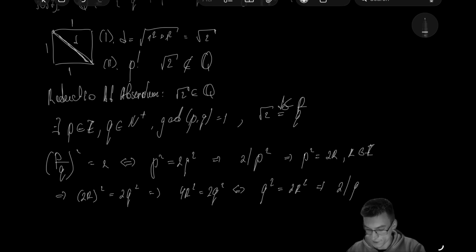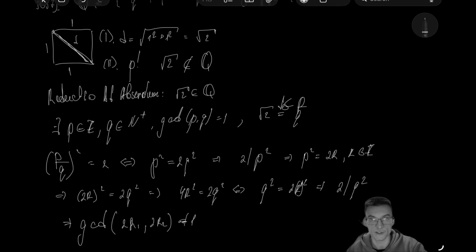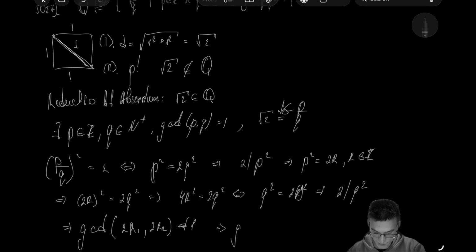That means that 2 divides Q squared as well, and therefore these two numbers are both even, right? That means that the greatest common divisor of these two numbers is not 1. It cannot be 1 because they are like 2R1 and 2R2, for example, and that's definitely not 1. This is at least 2. Therefore, the greatest common divisor is not 1, and this is already a contradiction. That means that our initial assumption was wrong, and the square root of 2 is not in the set of rational numbers.